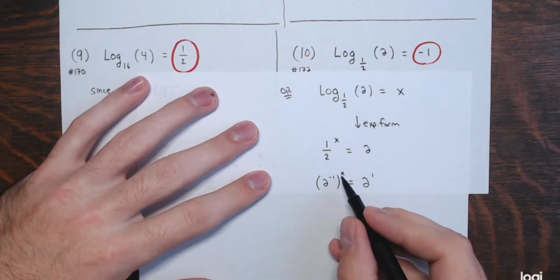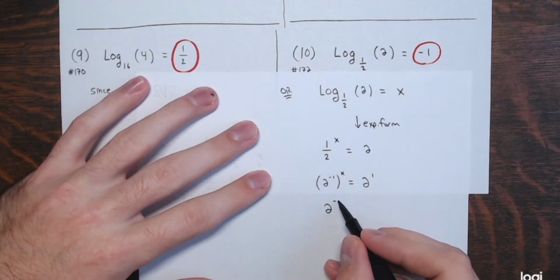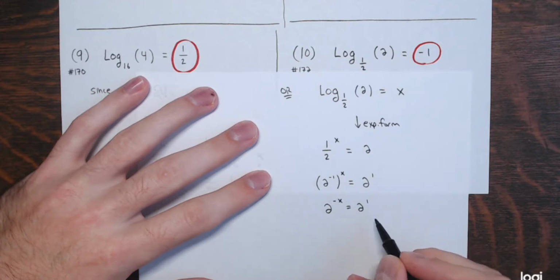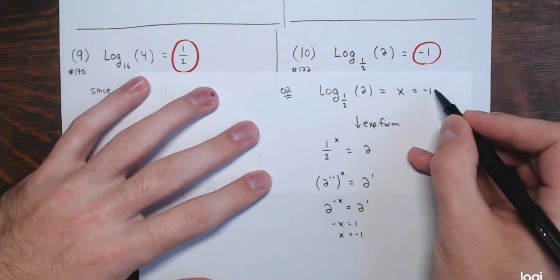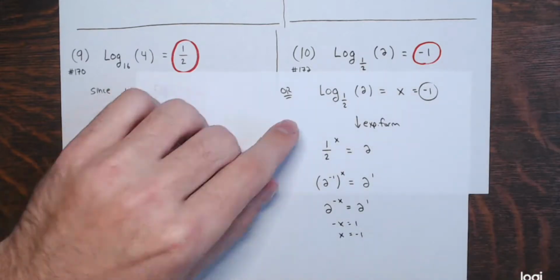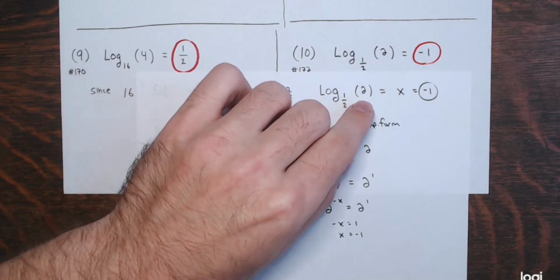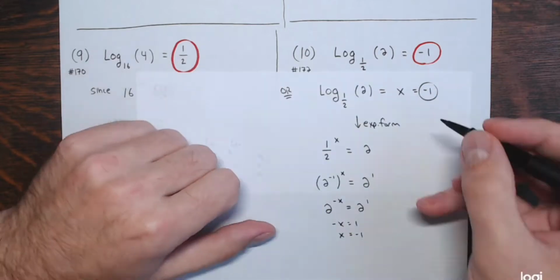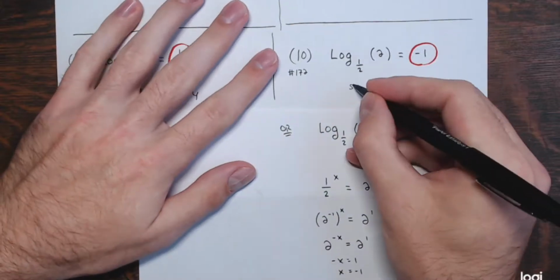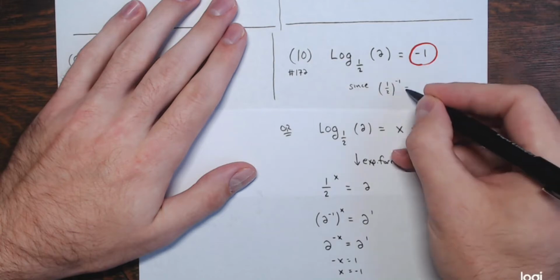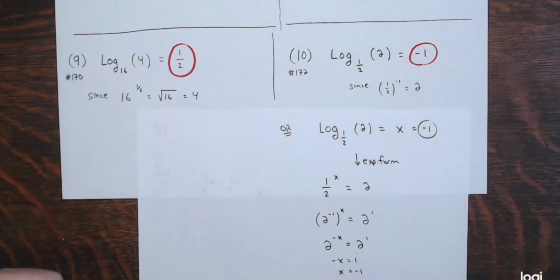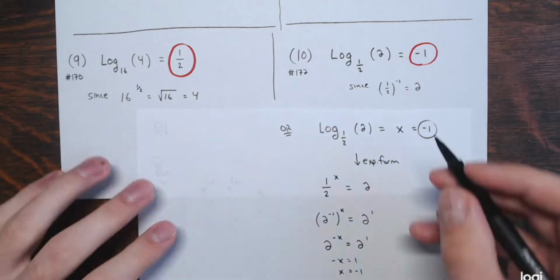And this isn't a single power. I need to use that power to a power rule, multiply these. We have 2 to the -x equals 2 to the 1. So -x must be 1, and x must be -1, which is what we said already earlier. So the log base 1/2 of 2 is -1, since 1/2 to the -1 power is 2. Great. Check on that.